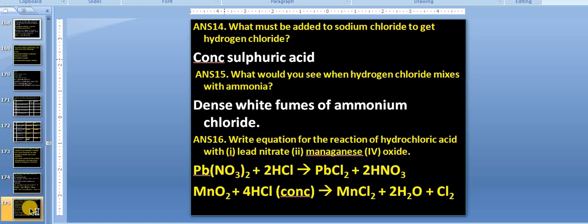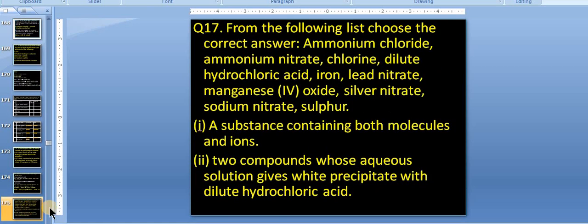Now, if you take up the next question, this 17th, these are some hints given. You have to write a substance containing both molecules and ions. Please tell the answer. Substance containing both molecules and ions. Just check it out. Yeah, dilute HCl, fine. Okay.